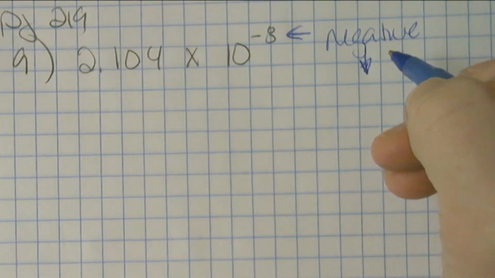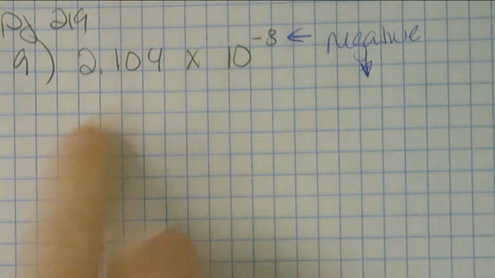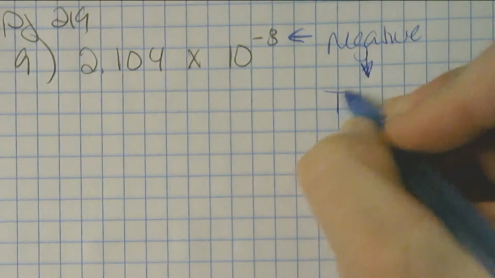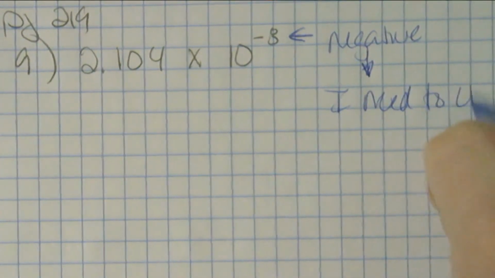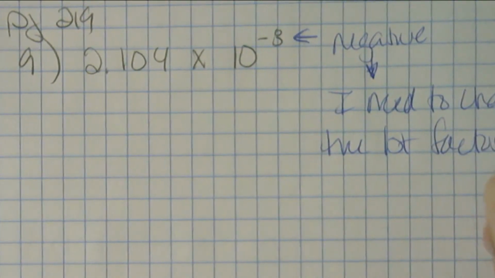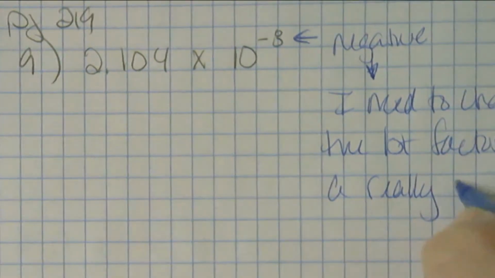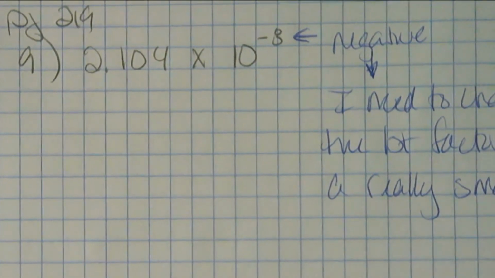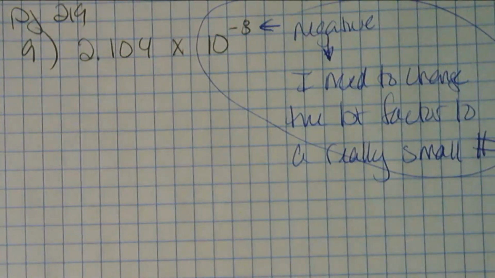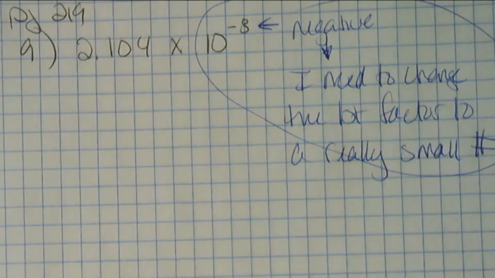Do I need to change it to a really small number, or do I need to change that first factor to a really big number? Yes, so this negative means that I need to change the first factor to a really small number. That's what that exponent means. If you made a mistake on this and you made it bigger, I need you making a note just like that in your homework. So make this note if you got that wrong.